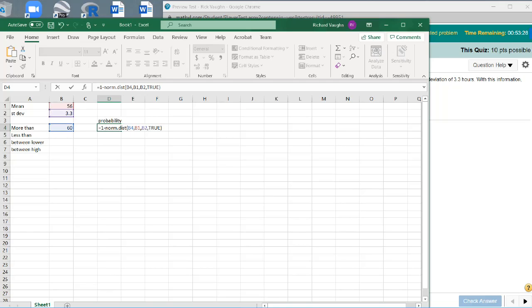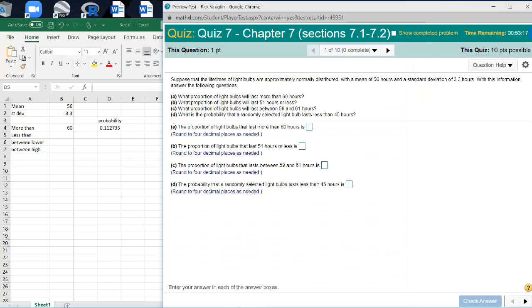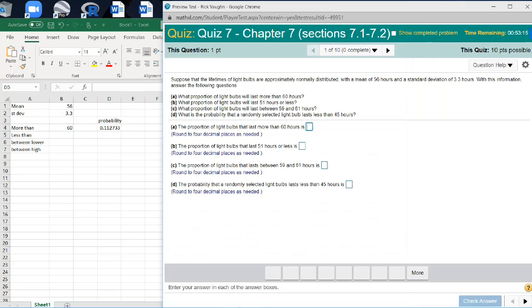All right, so 1 minus norm.dist. You can blow up your screen and slow the video down if you want to copy this into your own sheet. And that's going to give me this probability of 0.1127. And they want this to 4 decimal places, so 0.1127. Now I'm going to try the 51 hours or less.